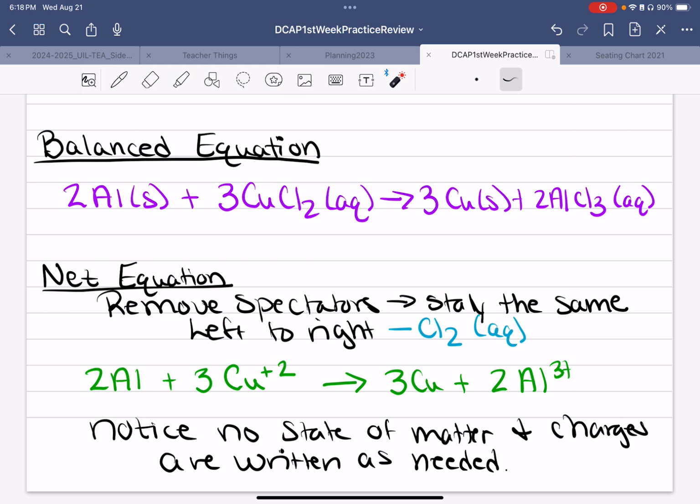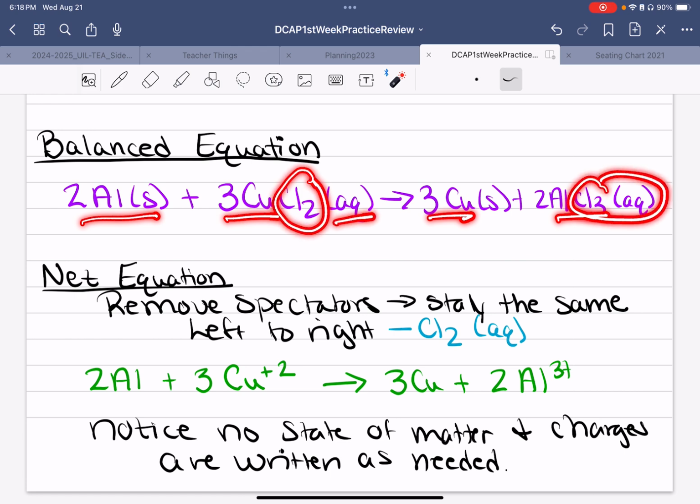The next question asks you about net equations, and this would be something that you're not as familiar with. Okay, this is probably your first time seeing that. All we do on a net equation is we're going to remove what we call spectator ions. And spectator ions, the way that we identify them, is they have the same state of matter on the left side as they do on the right. So if I look, aluminum changes over into aqueous, copper is changing over. The only one who's staying the same between everything is the chlorine. It's still aqueous. So all we have to do is remove the chlorine out.